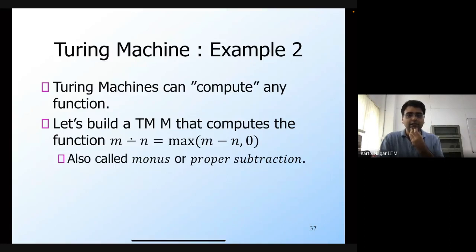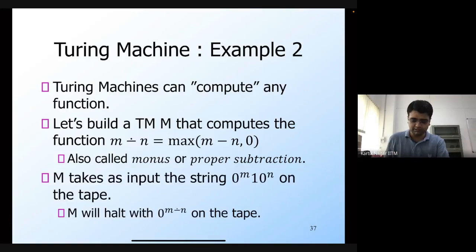and if this m minus n is greater than or equal to 0, then it will give m minus n. Otherwise, it will give 0. So which means that if m is less than n, then you will simply get 0 itself. So you won't get a negative number from this subtraction. So let's see how we can build a Turing machine which can compute this function m minus n. So we will use an encoding of m and n as an input. In fact, this encoding is very simple. It's just the number of zeros. So the Turing machine is going to take as input the string 0^m 1 0^n.